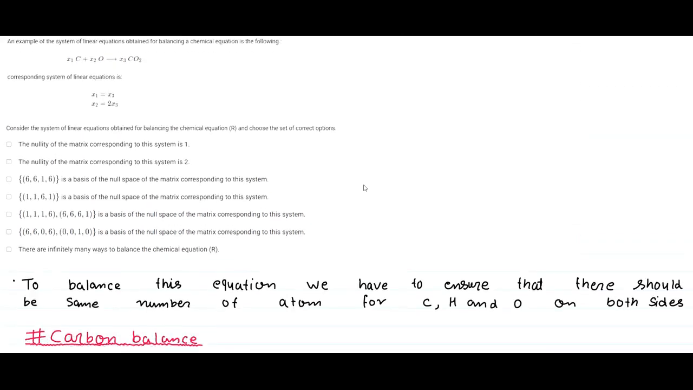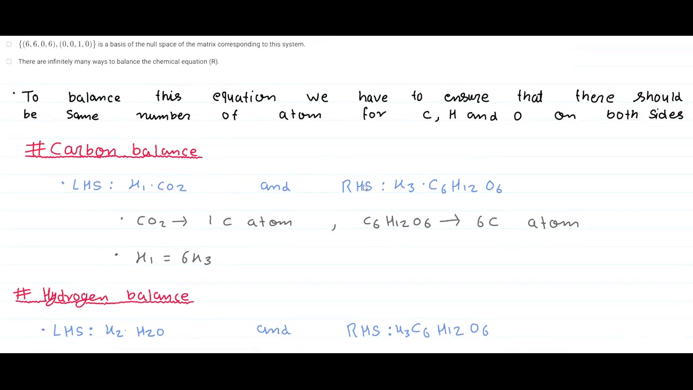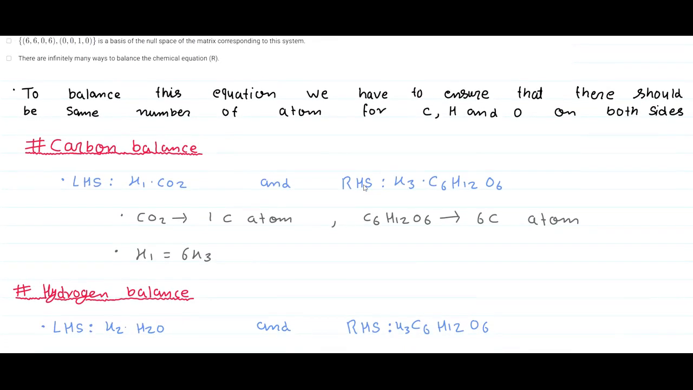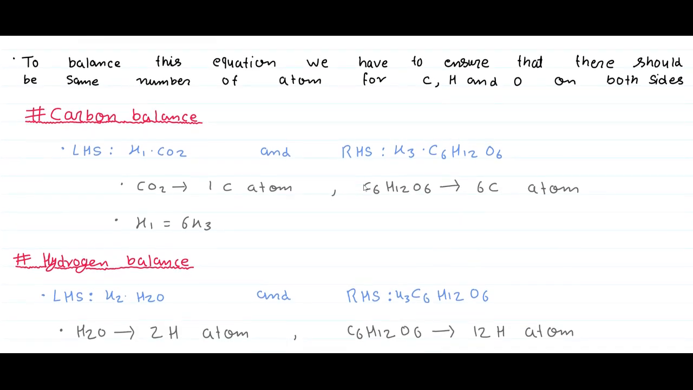Firstly, we know that to balance a chemical reaction there should be the same number of atoms of each element on both sides. It means that here in this question, we should have the same number of hydrogen on both sides, the same number of oxygen on both sides, and so on, the same number of carbon on both sides. Now let us obtain some equations by balancing the equation.